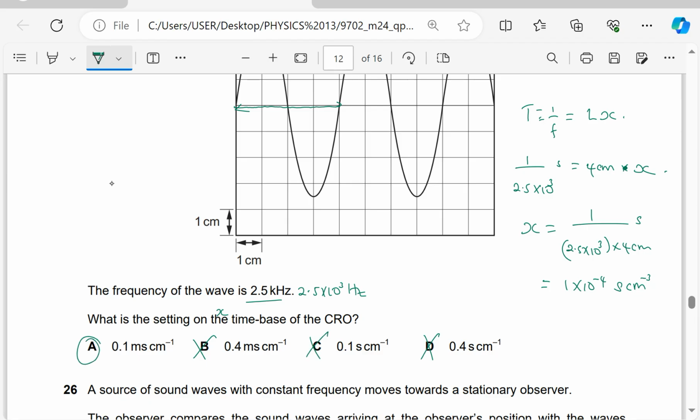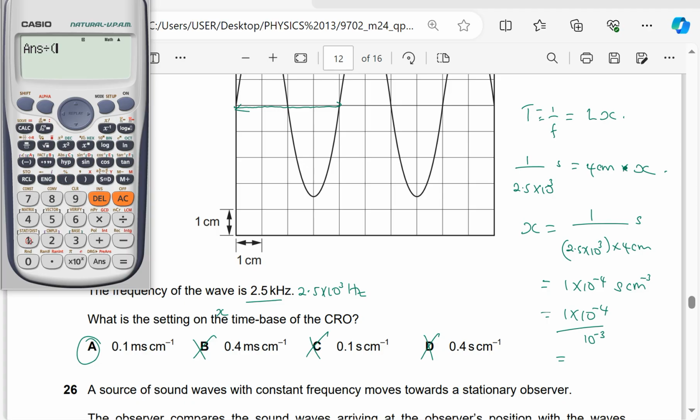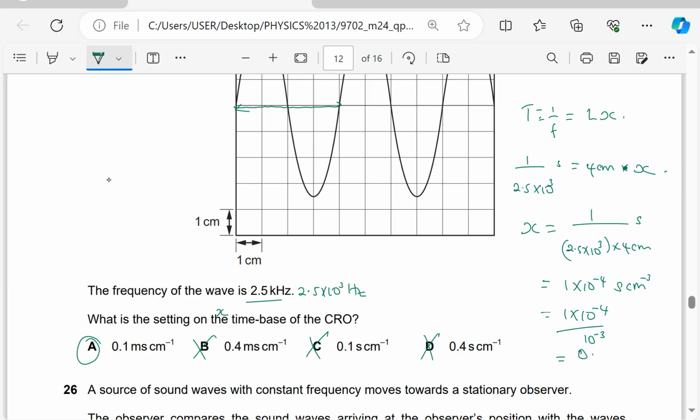So it means our answer is A. We can check. 1 times 10 to the power of minus 4. To bring a prefix, you divide by its value. So I'll divide by the value of milli, which is 10 to the power of minus 3. And if I divide this by 10 to the power of minus 3, I get 0.1. So this is 0.1 milliseconds per centimeter, not meters cubed, per centimeter. So the answer is A.